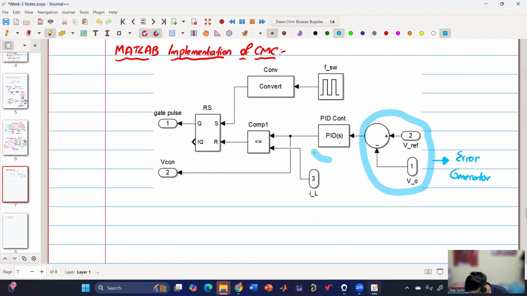And what about this block? Controller. Very good. It can be PID. The block remains PID. If you put D as 0, then there is no derivative. So you can use KP, KI, KD, but the block name is PID. That's why it is shown as PID. And then the rest of the part.